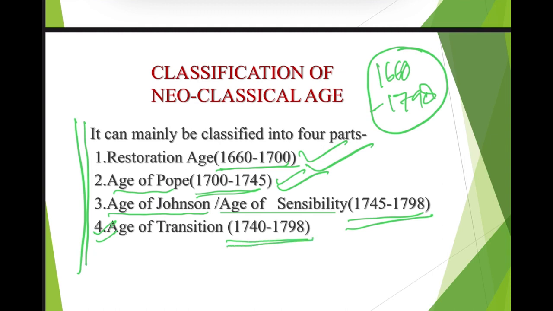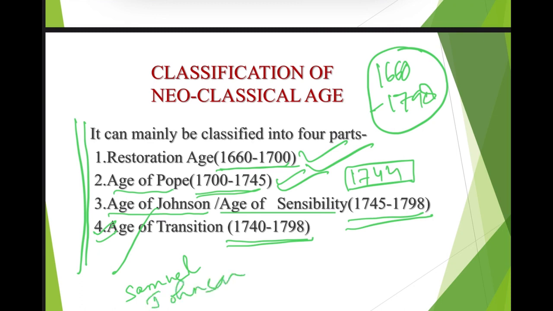We call it the age of Pope because Pope dominated the age during that time, and Pope died in the year 1744. That is why, after the death of Alexander Pope, Dr. Samuel Johnson became the dominant voice of that time, and that is why we call it the age of Johnson, or the age of sensibility. It starts from the year 1745.